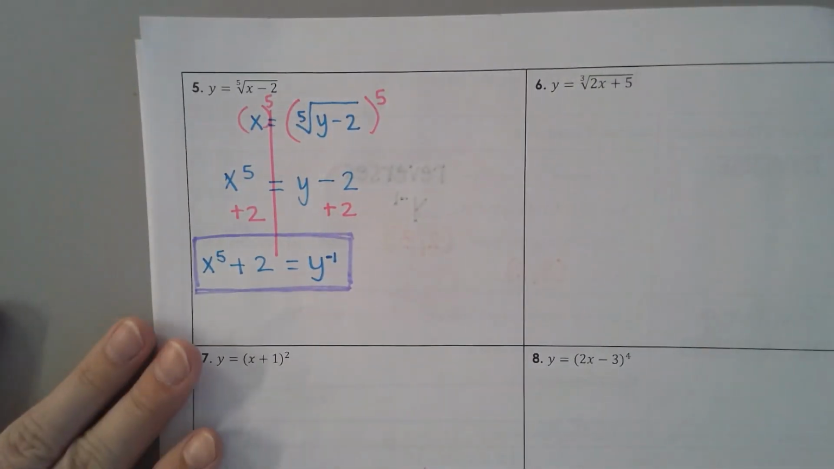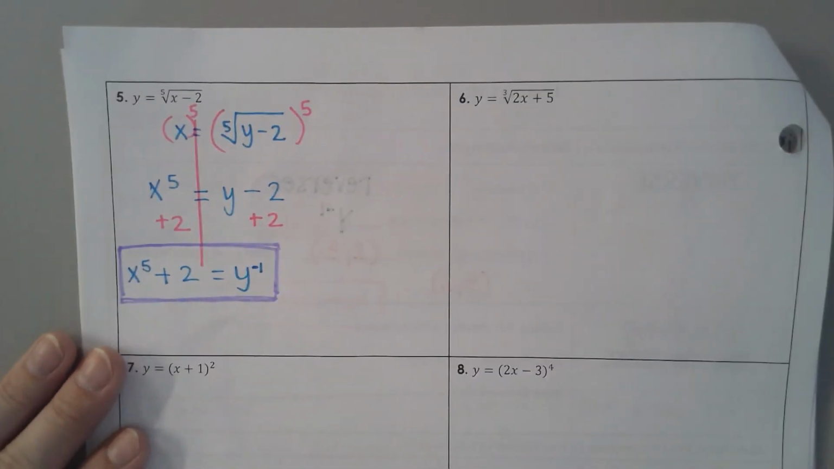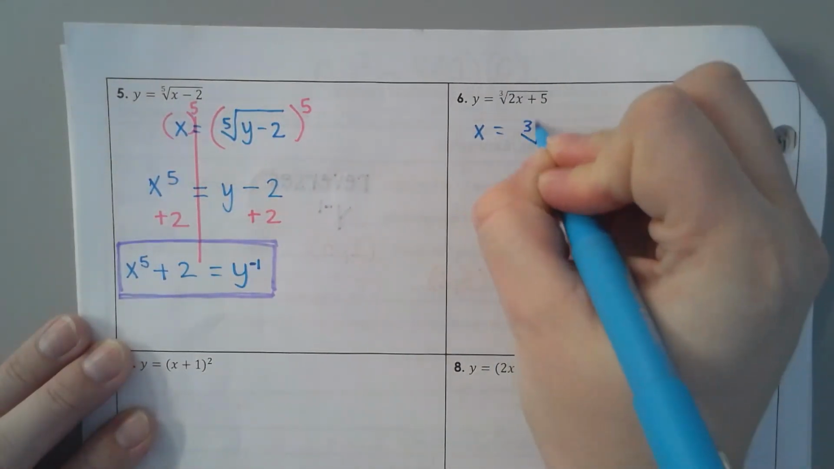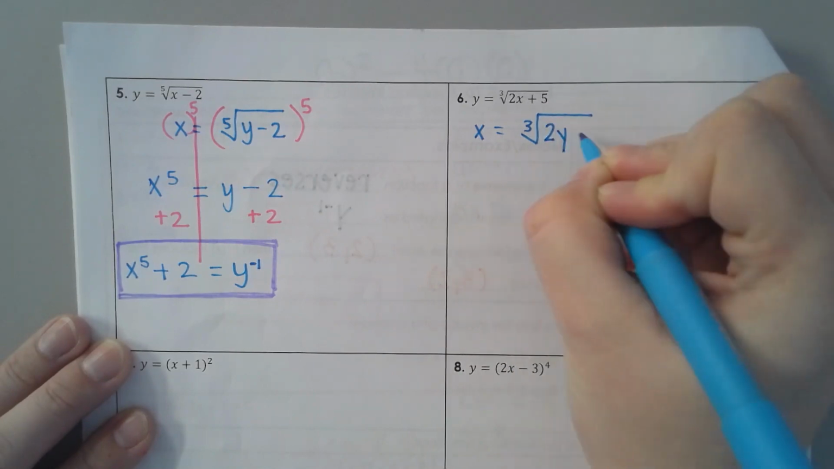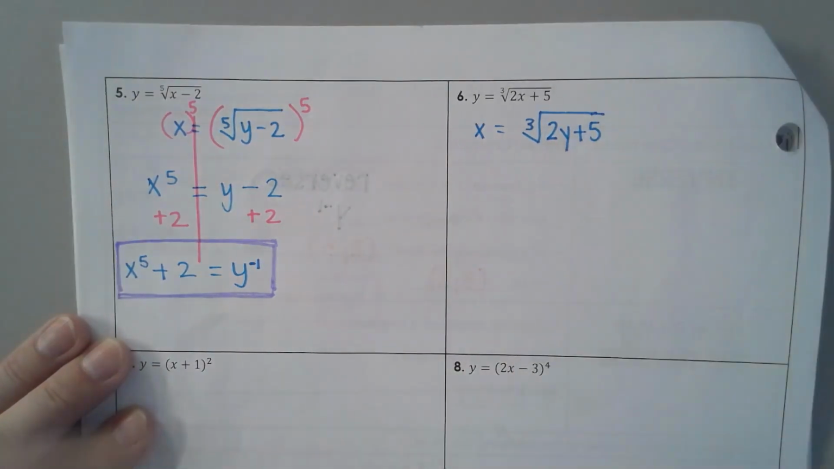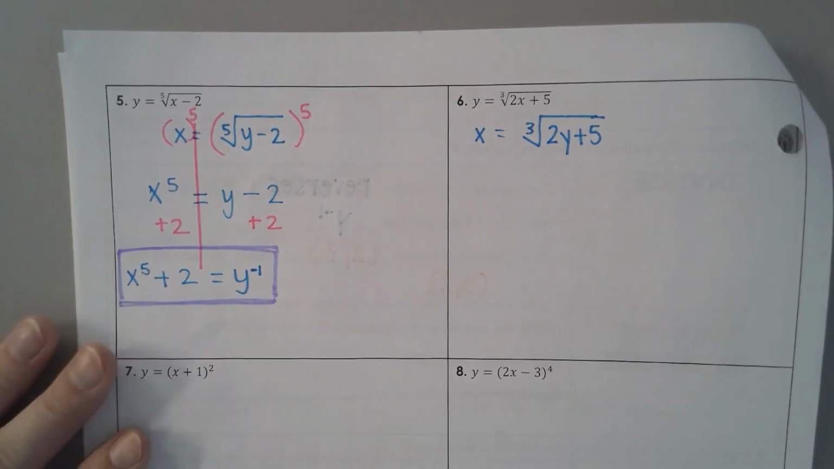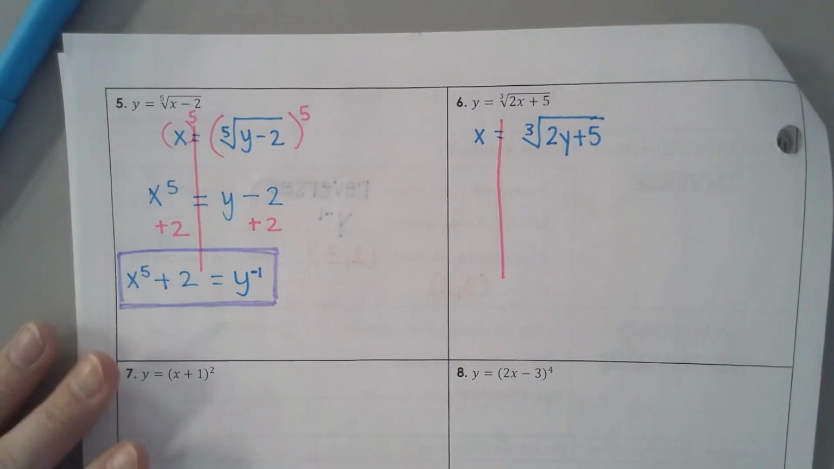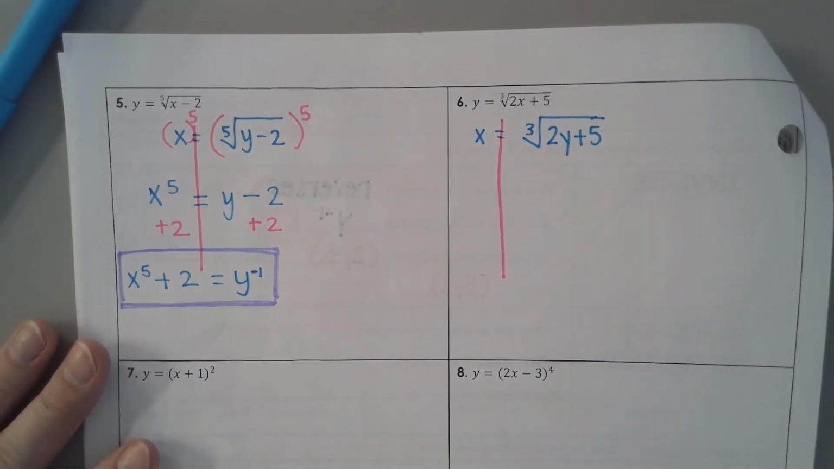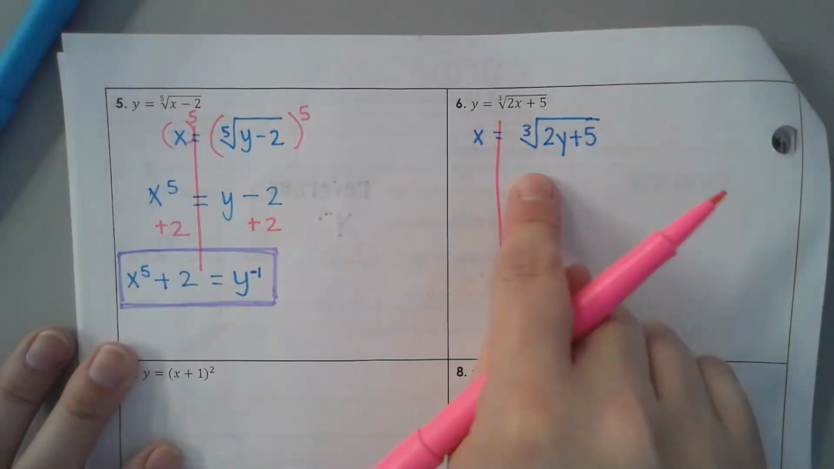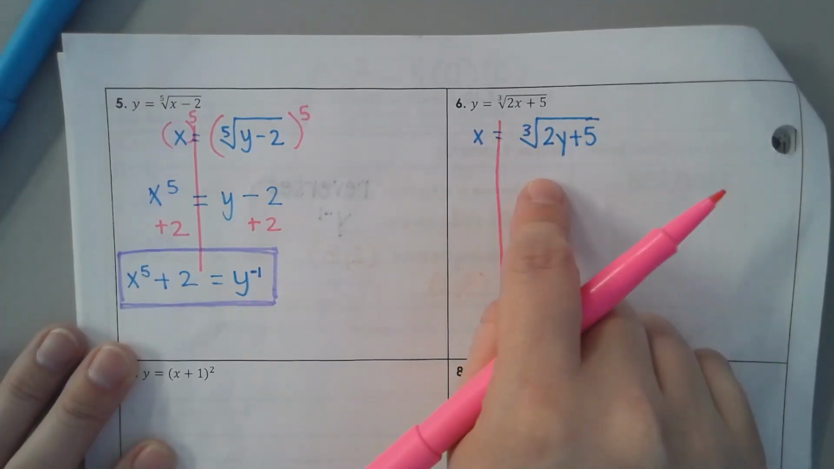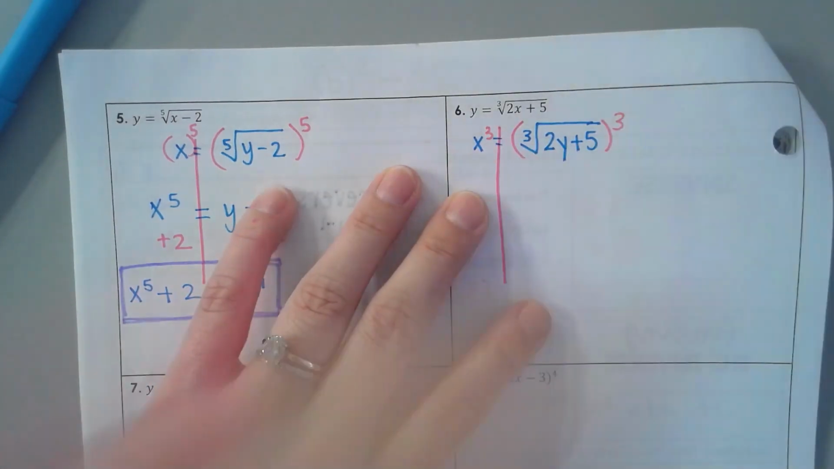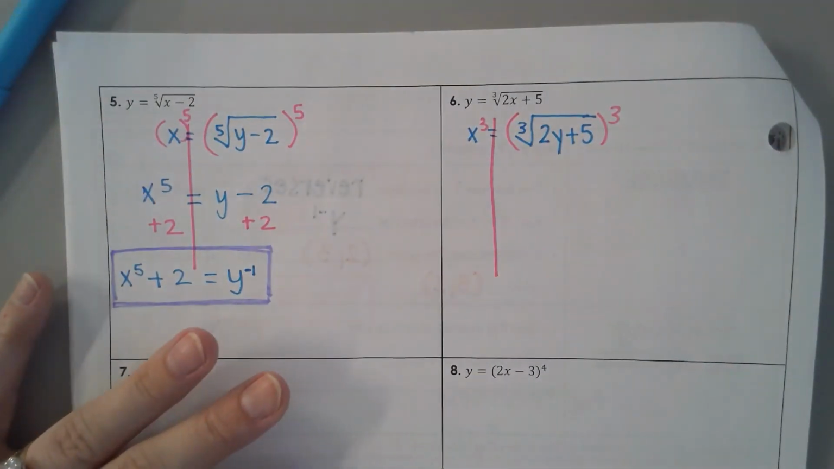Let's look at number 6. Switch the x and the y. Yep. So everything is under this cubed root, so we have to raise it to the 3rd power. And that's going to get rid of the root.